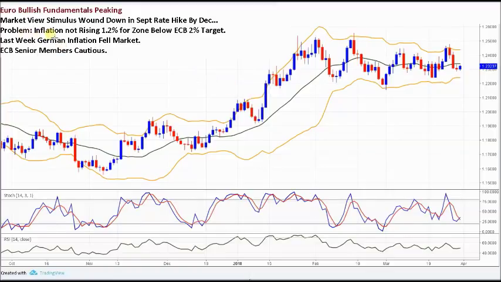There's a problem. Inflation is not rising in the Eurozone quickly enough. And the ECB have said stimulus reduction and rate hikes are dependent on inflation. Last figures for the zone came in at 1.2% overall, below forecast. The ECB have got a target of 2%. It's a long way away. Latest inflation from the key country in the zone, German inflation, fell last week, below market expectations. So the ECB are going to be cautious.